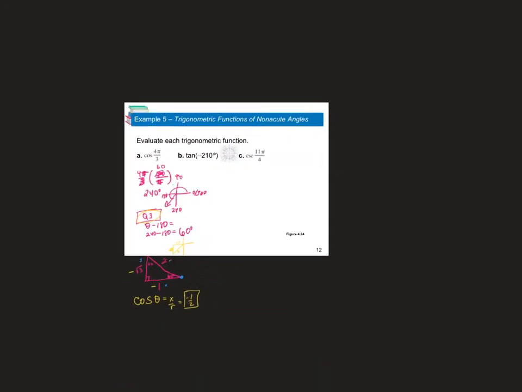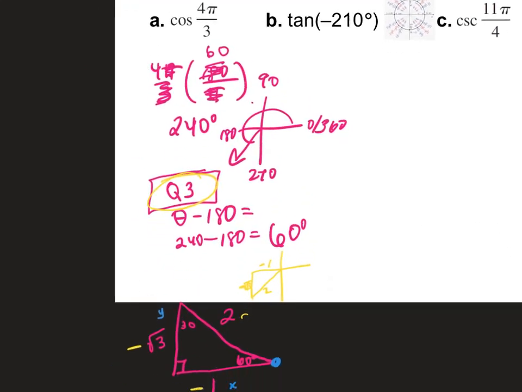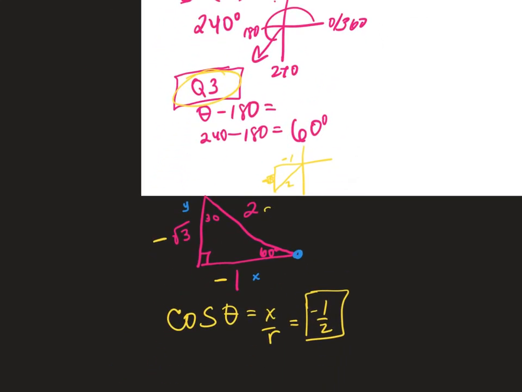So if it was tangent instead of cosine, right? You have your x, y, and r. Tangent is y over x, right? So the y value is negative root 3, and the x value is negative 1. So your tangent would be positive root 3. Very good question.